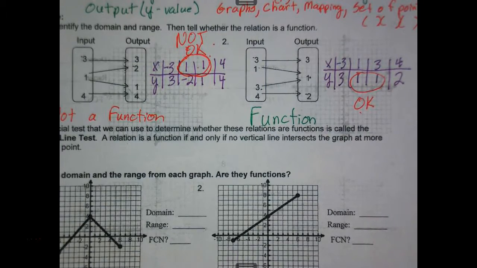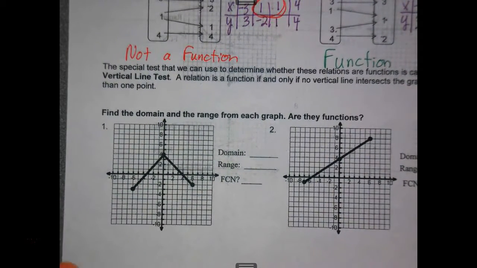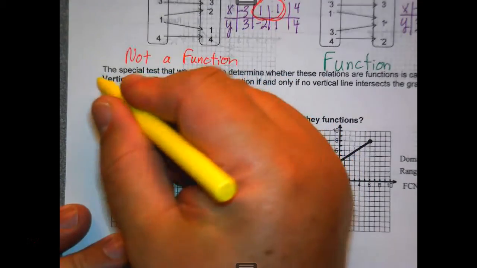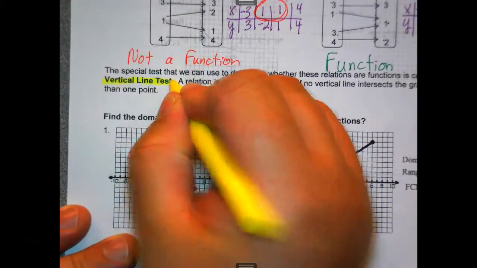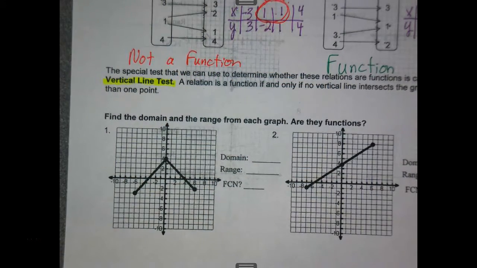Now, graphs are probably the easiest way to determine if something's a function. Why, you ask? Because we have something called a vertical line test. And hopefully you weren't sleeping in Algebra 1, because this is pretty easy. What's a vertical line test?